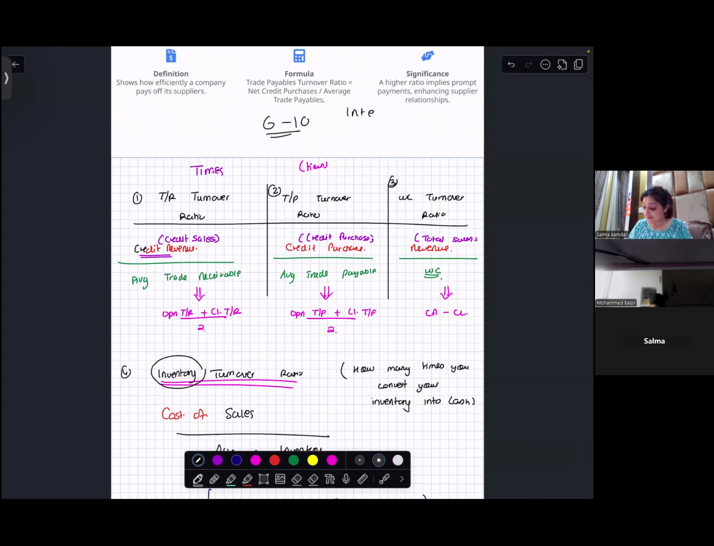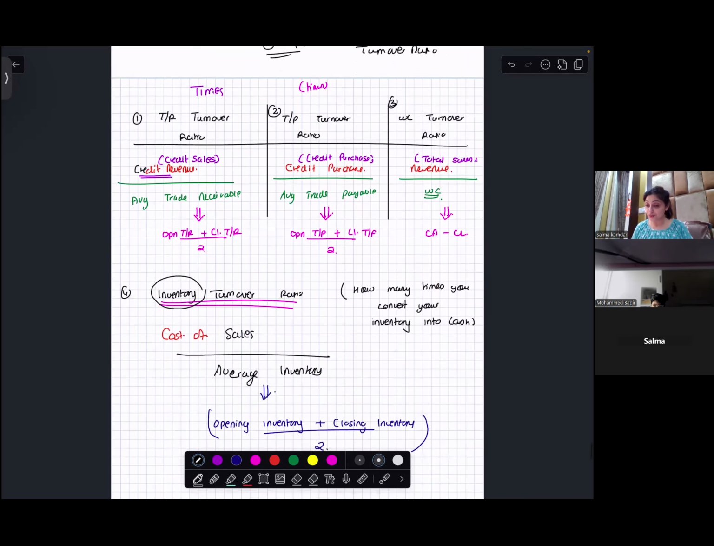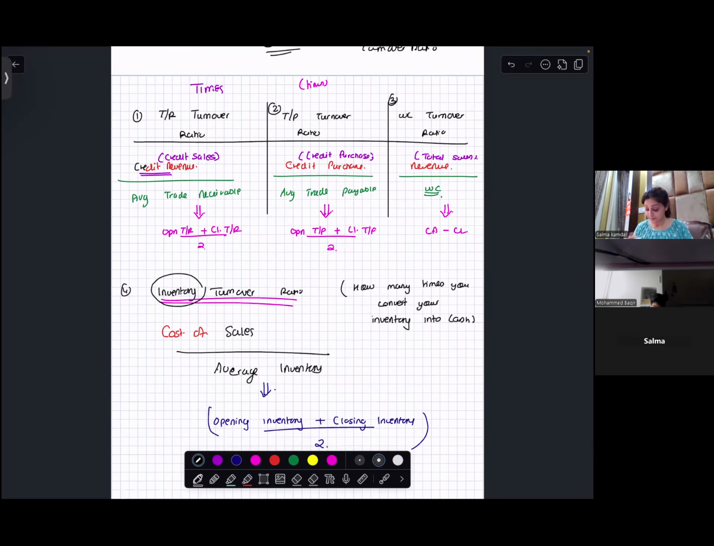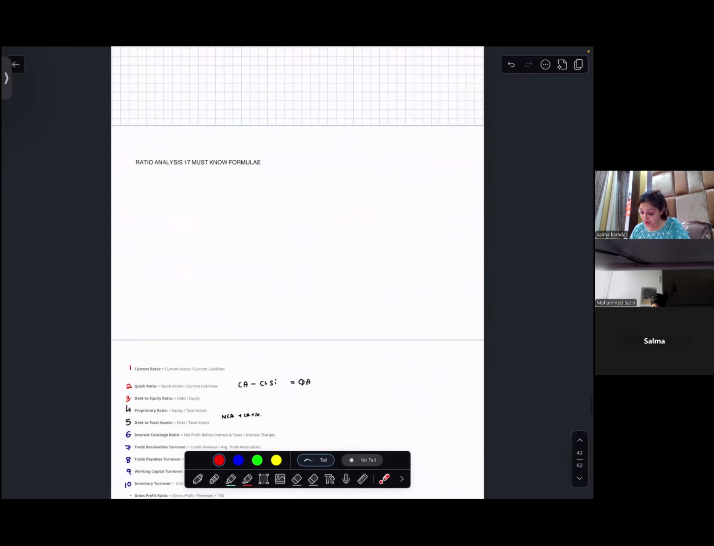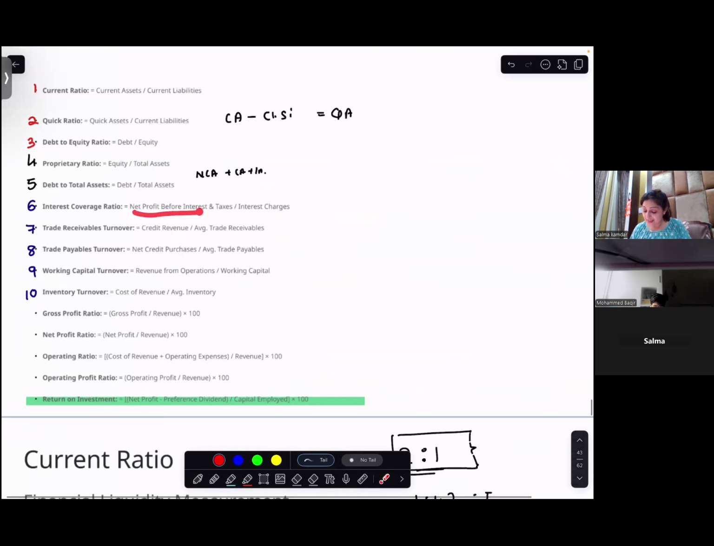So it would be the interest coverage ratio plus all your turnover ratios. What is your interest coverage ratio? Interest coverage ratio is net profit before interest and tax divided by your fixed interest charges. What does it tell you? It tells you how many times your net profit before interest and tax can pay your fixed interest charges.